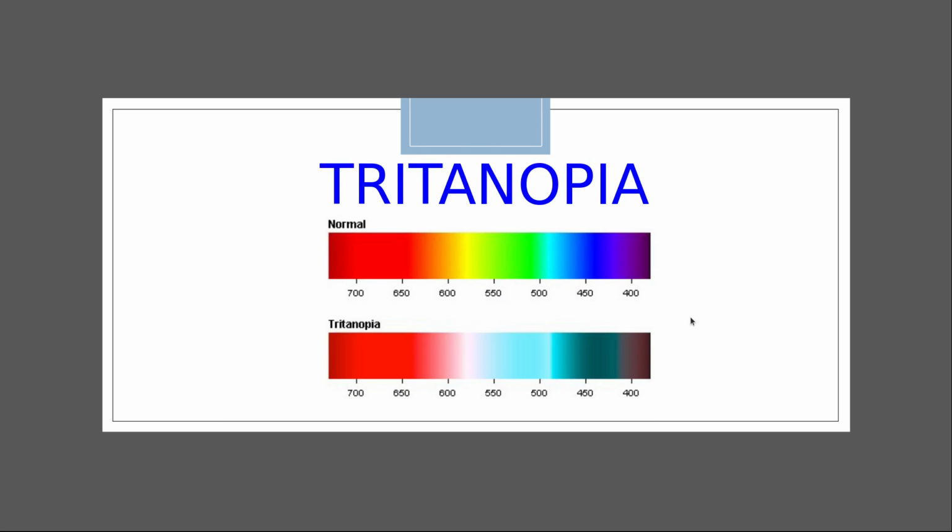So after knowing that, let's look at the third type of color blindness. It's tritanopia. It means blue weakness. The person is not sensitive to blue light.